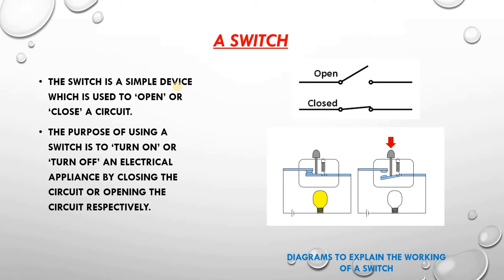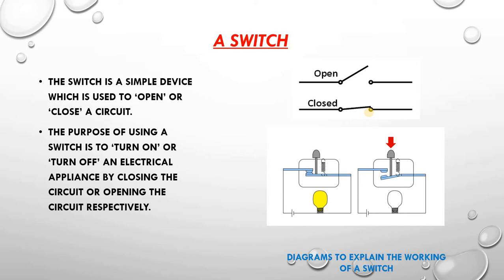So open circuit means what? Here you can see this diagram. Open circuit means there is a break or gap in the circuit. Here you see, here is a gap. And closed circuit means what? Closed circuit means that it is a complete circuit having no gap. So we can say that a switch is a simple device which breaks the circuit or completes the circuit as desired by us. This switch works by opening or closing a gap in an electric circuit.